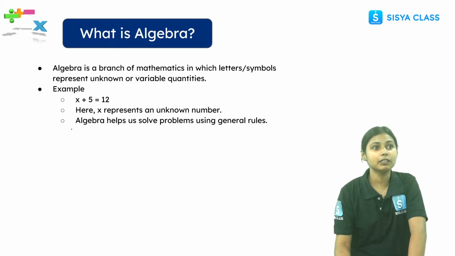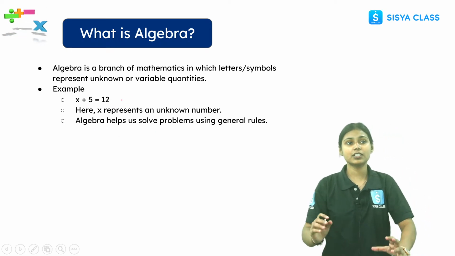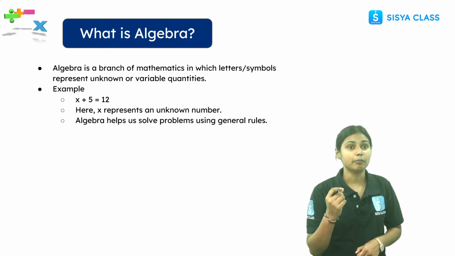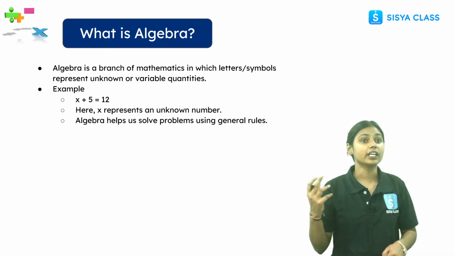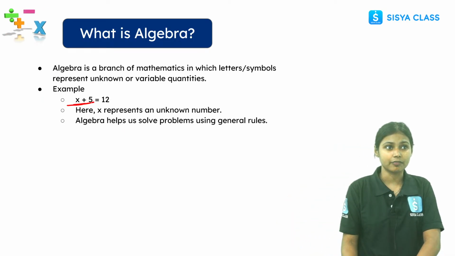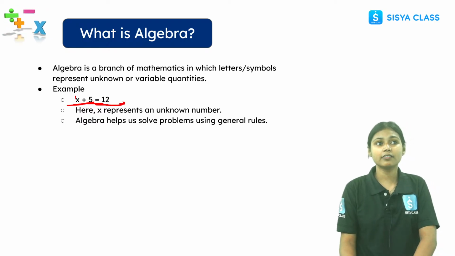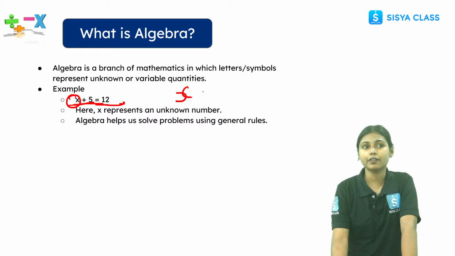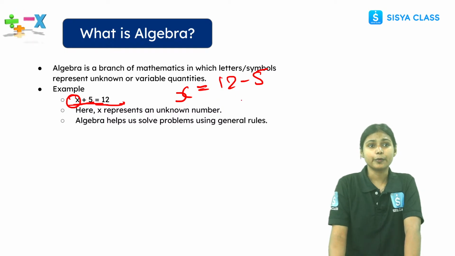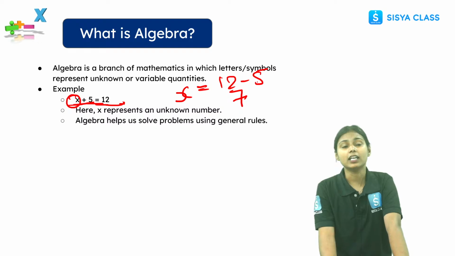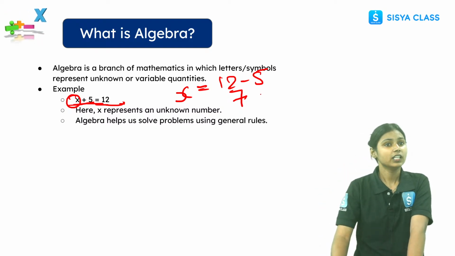For example, we have x plus 5 equals 12. Now, what is x? x is the variable whose value varies according to the question. In this question, x plus 5 equals 12. What is the value of x? To find the value of x, x equals 12 minus 5. 12 minus 5 is 7. So in this question, the value of x is 7.